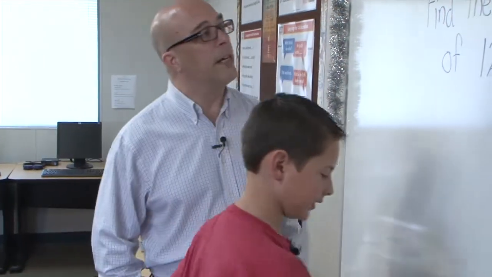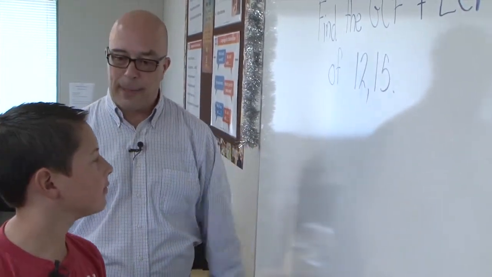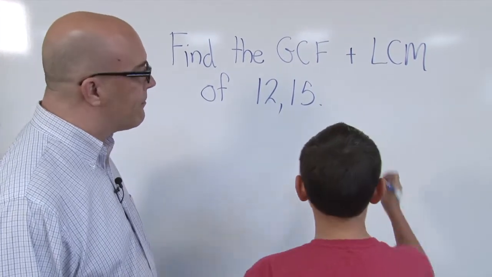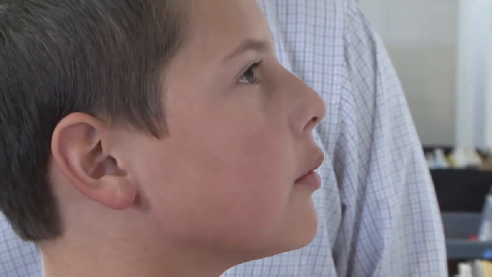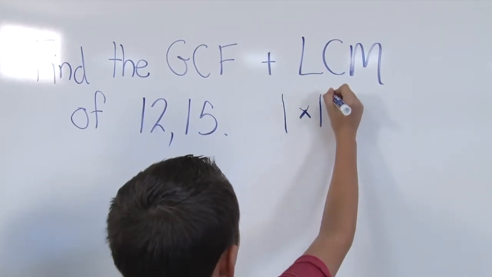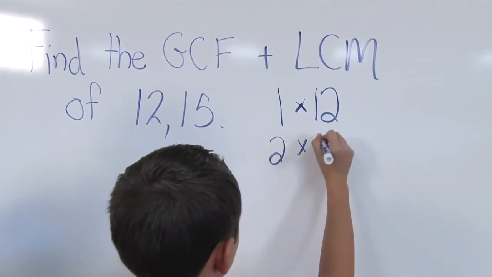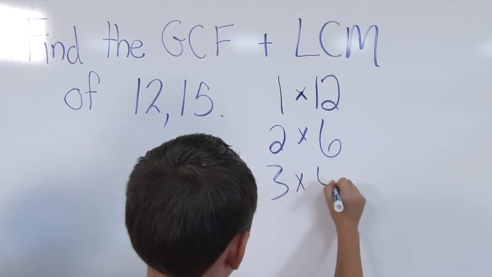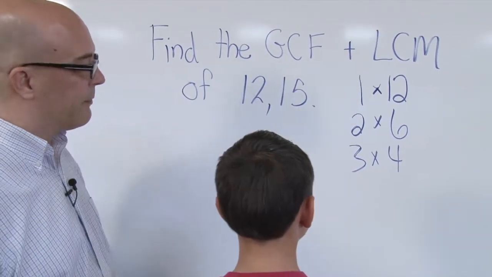The greatest common factor. All right, why don't you grab the marker and why don't you explain to me how you plan on finding the greatest common factor? I plan on it by first putting the 1, then I put times, of course, 12. Okay. Then I do 2 times 6. Then I could do 3 times 4. So you're just looking for numbers that go into 12? Yes. Right, those are factors of 12.